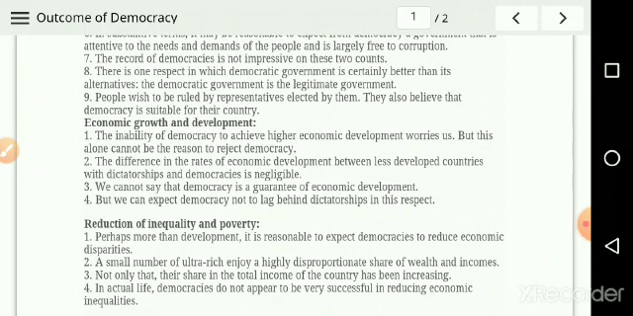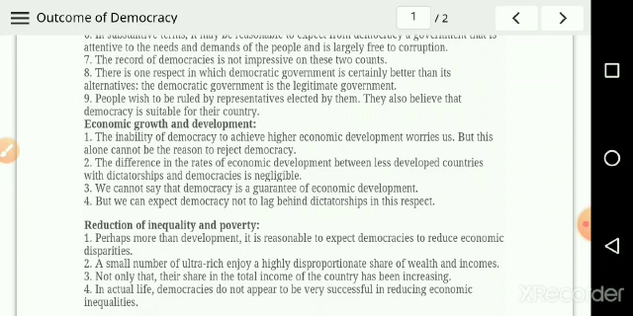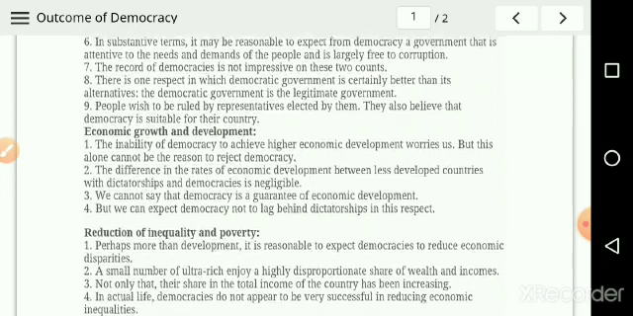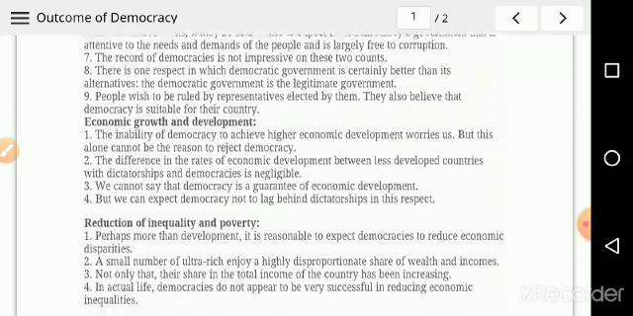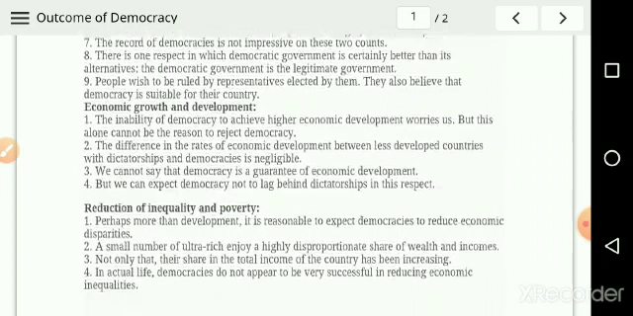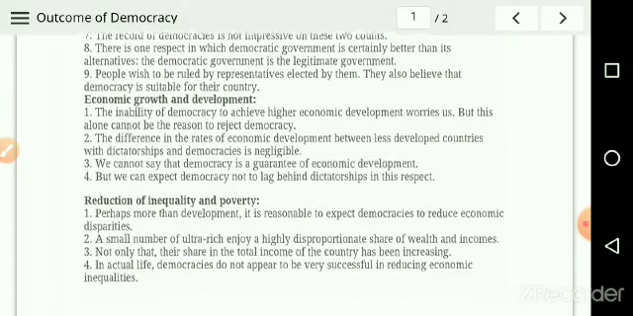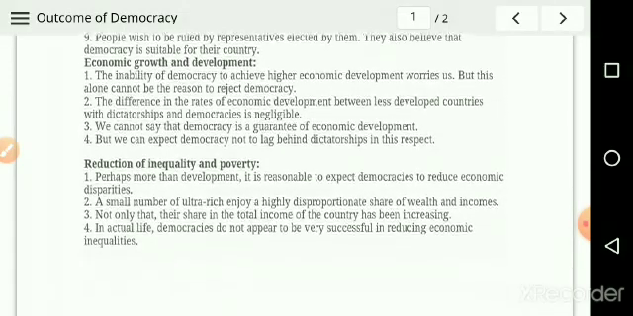We common people are also wishing like that, that we should be ruled by the authority whom we are selecting, they should rule us or help us, and we believe that democracy is suitable for our country. Then economic growth and development.